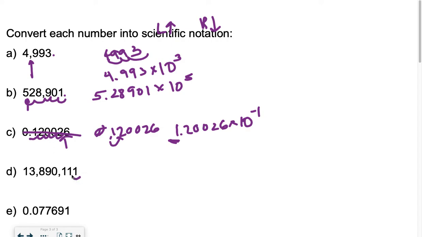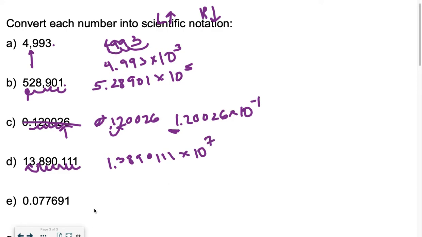This time we're moving to the left. 1, 2, 3, 4, 5, 6, 7. 1.3890111 times 10 to the 7. We moved to the left, so it went up.